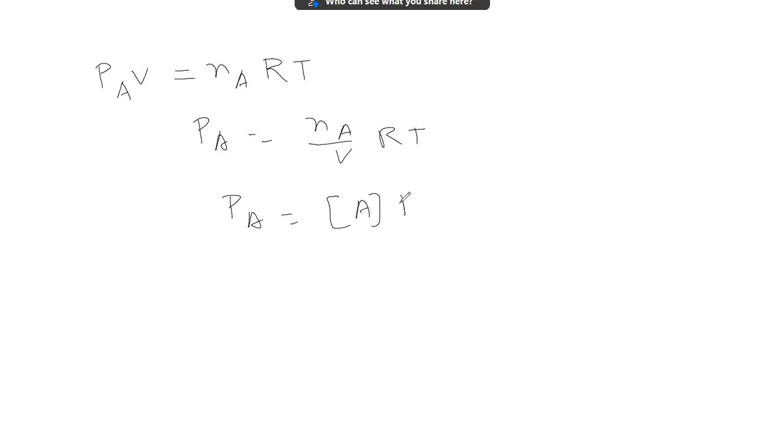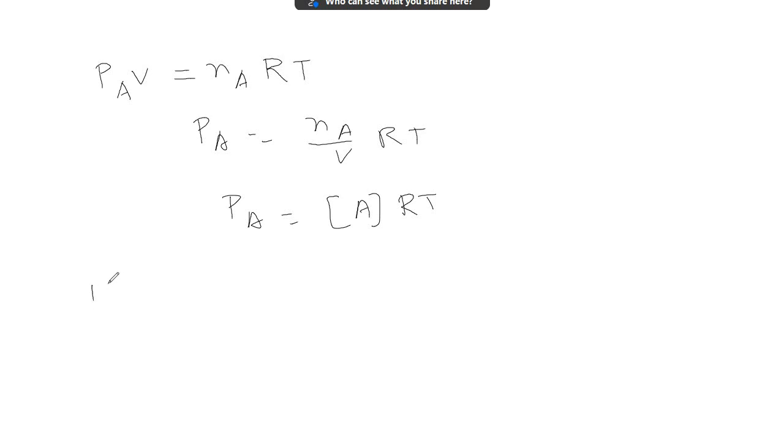We know from Dalton's law of partial pressure, Pa into V, where Pa stands for the partial pressure of component A, V is the total volume, and Na is its moles, equals Na into RT. So Pa is equal to Na by V into RT. Na by V will be the concentration of A. So Pa is equal to [A]RT. Concentration is written in square bracket.